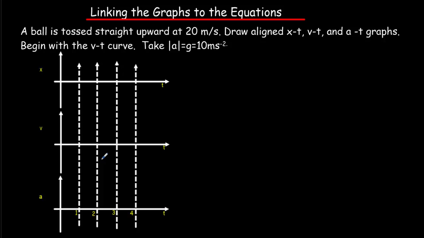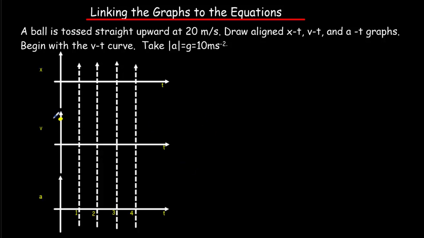Let's come back to our vertical projectiles. So we're going to imagine tossing a ball straight up at 20 meters per second. We're going to take g to be 10 meters per second every second, and we want to draw aligned position time, velocity time, and acceleration time graphs. We're going to start with the VT graph.